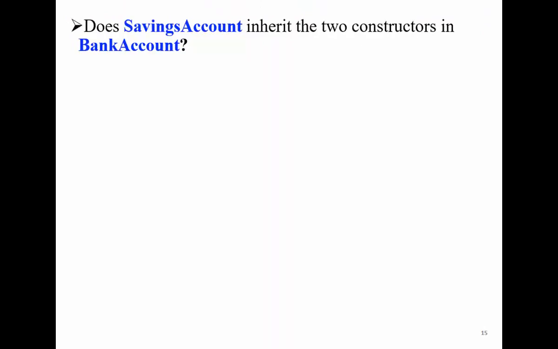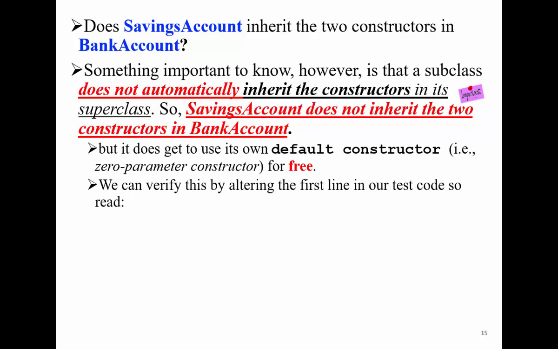Now let us see more discussion. Does the saving account inherit two constructors from the bank account? The answer is no. Inheritance for the constructor is not valid. We do not inherit the constructors. Then what happened? We got the default constructor, the free of charge constructor. You remember when we discussed creating the object, if we didn't provide any constructors, Java will insert the free charge constructor, which is the default constructor, the no argument constructor. That's what happened. We do nothing related to the inheritance here. We do not inherit the constructors. We got the free charge constructor.